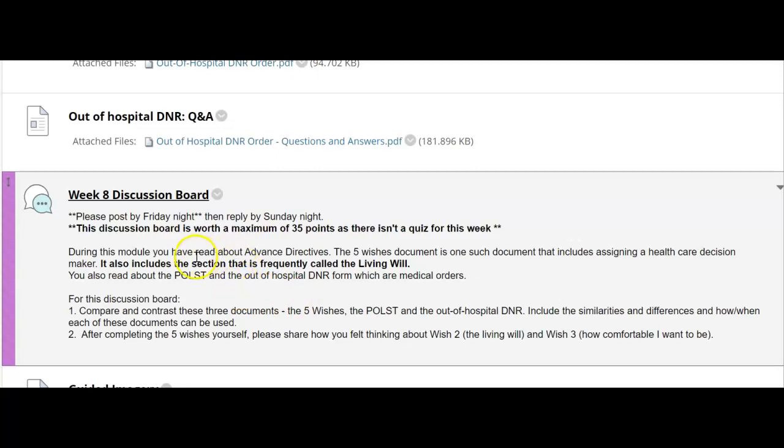During this module, you have looked at advance directives, with the Five Wishes being one such document that includes that medical decision maker, and it also includes a section that is frequently called the living will. So you're going to compare and contrast those 3 documents: the Five Wishes, which is the advance directive, the physician order for life-sustaining treatment, and the out-of-hospital DNR. And after completing the Five Wishes yourself, please share how you felt thinking about wish 2 and wish 3.